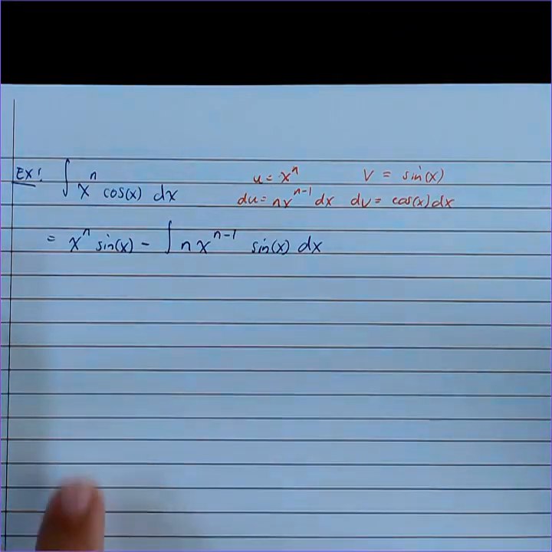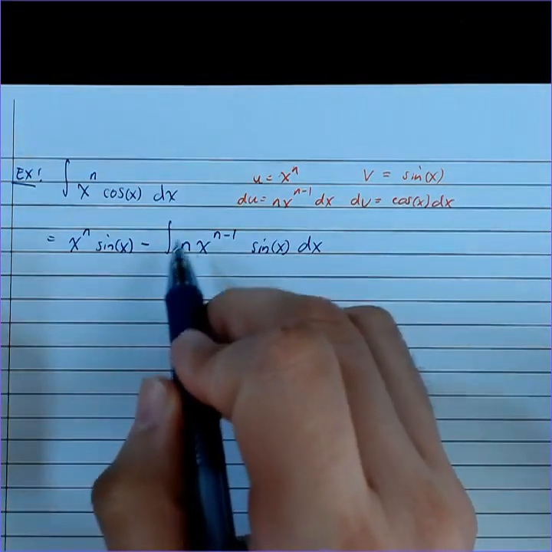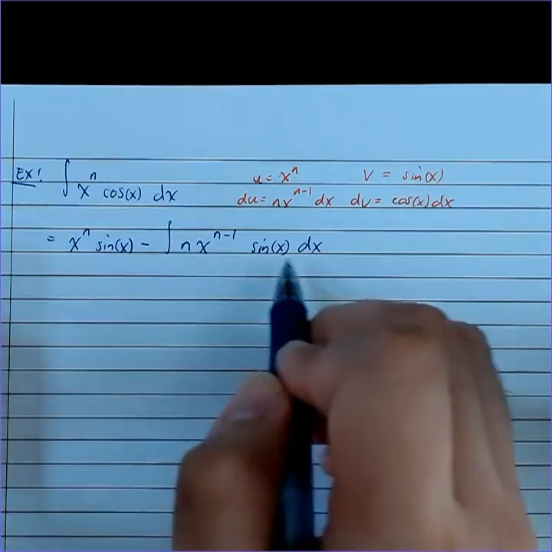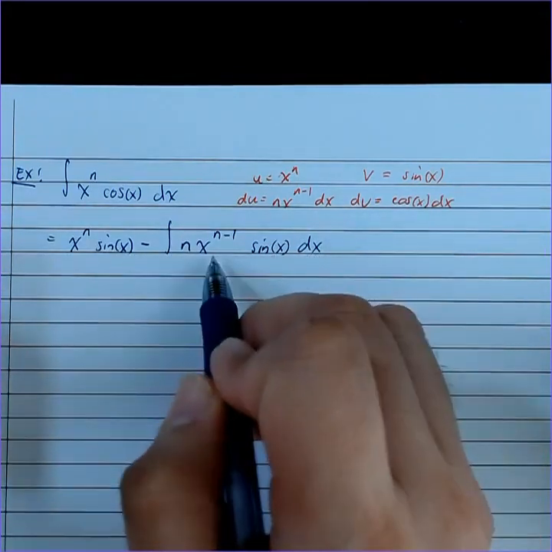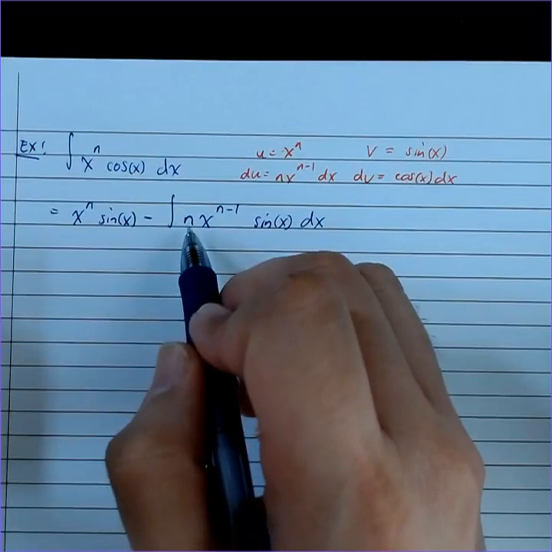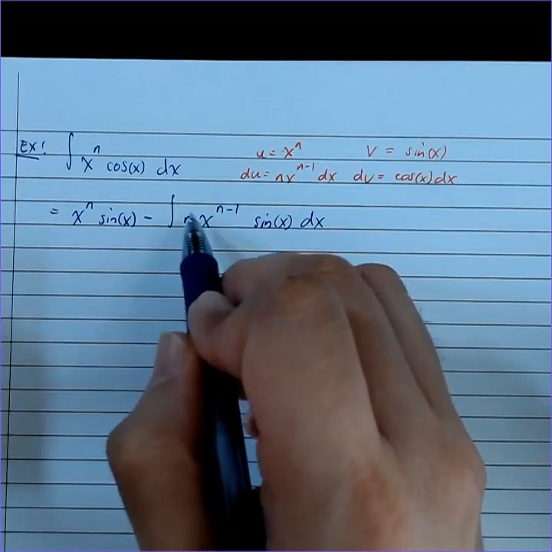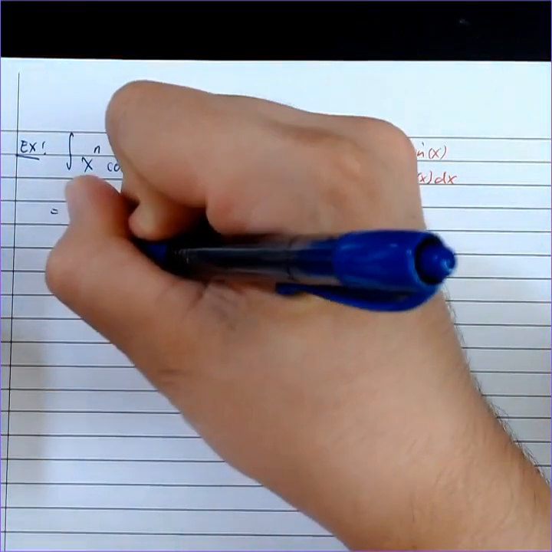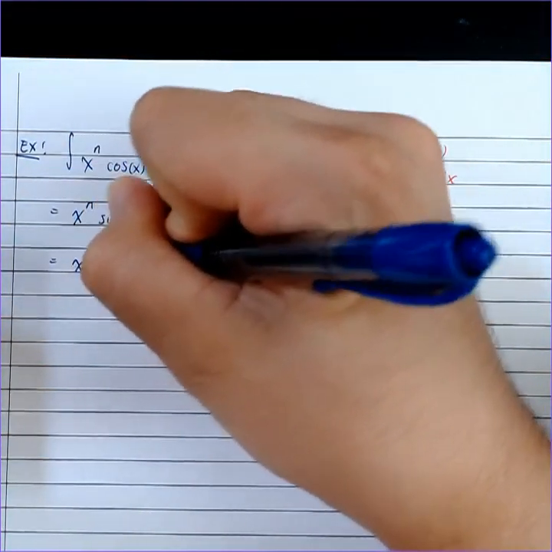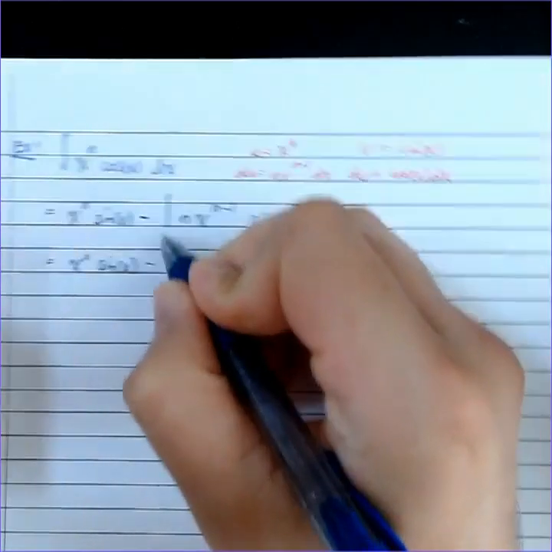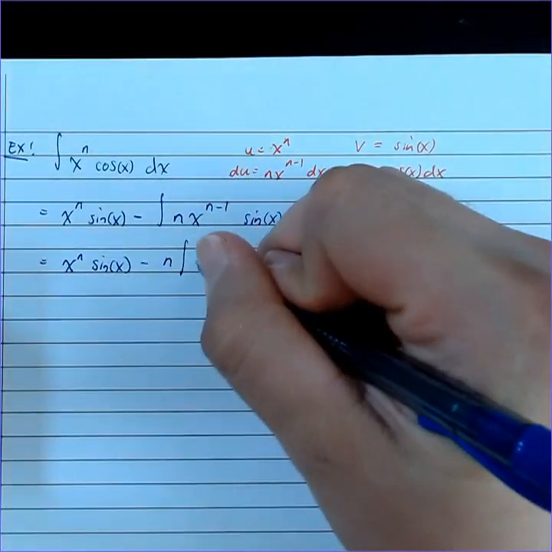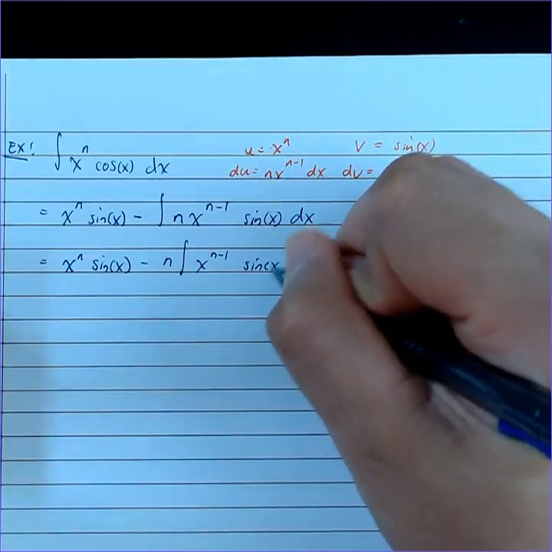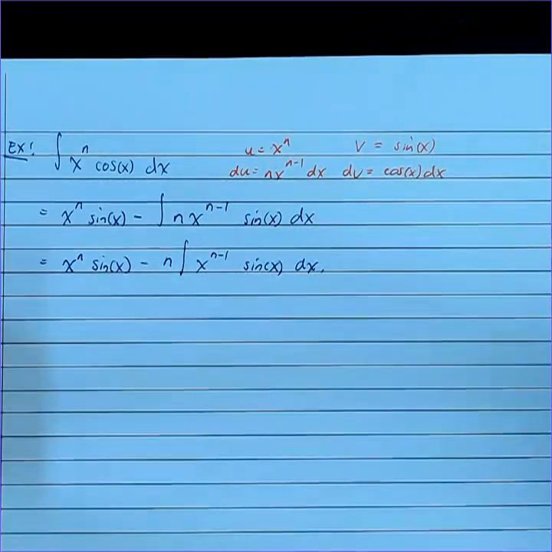dx. Notice n is some constant. We may not know what it is, but we know it's just a constant number, not a variable, because here we're integrating with respect to x as the variable. And because of linearity, we know we can take a constant multiple and factor it out of the integral. So that's going to be x to the power of n sine of x minus, this n comes out, integral of x to the n minus 1 sine of x dx.